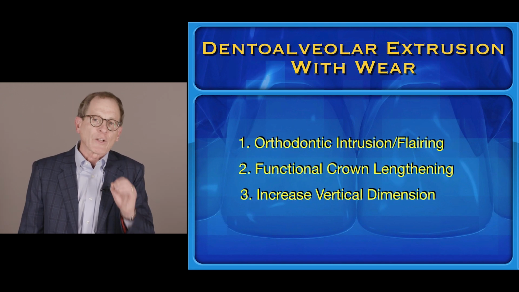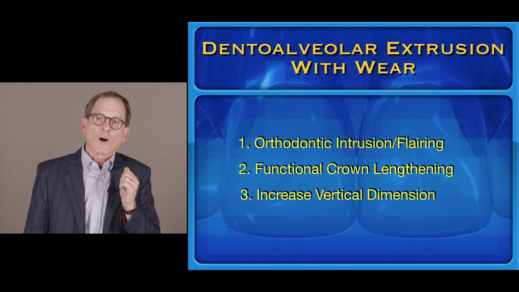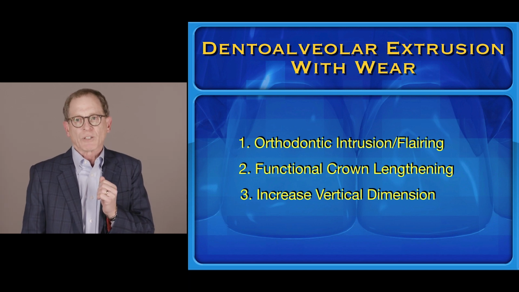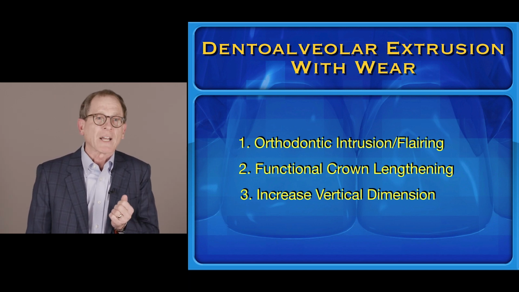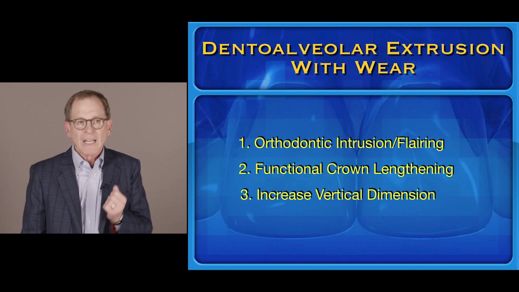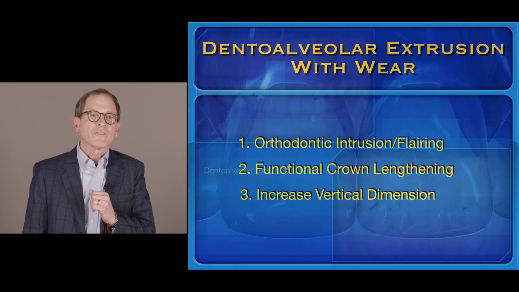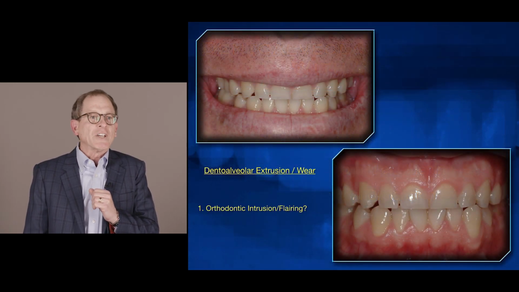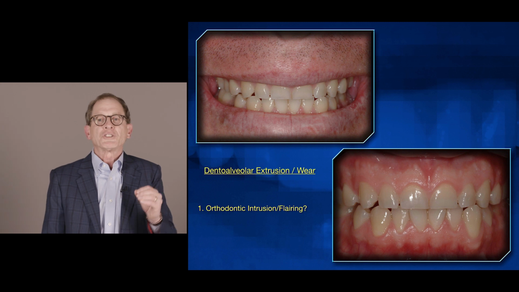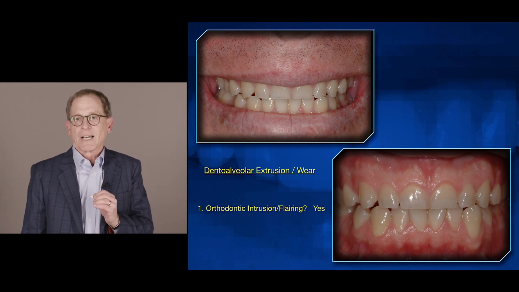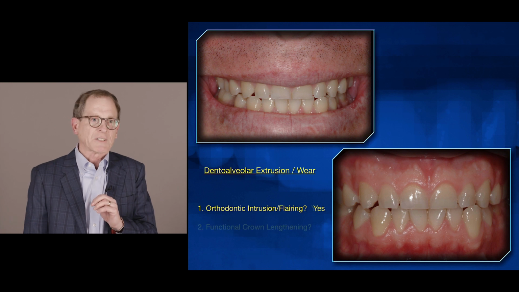It turns out that in the global diagnosis system, there are only 3 primary treatment options for dentoalveolar extrusion. The first is orthodontic intrusion and flaring. The second is functional crown lengthening. And the third is increasing the patient's vertical dimension. So let's look at those 3 in Oscar. Is there a place for orthodontic intrusion and flaring in Oscar? And the answer is obviously yes. That's the major way we're going to treat Oscar.